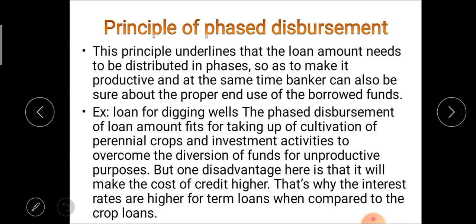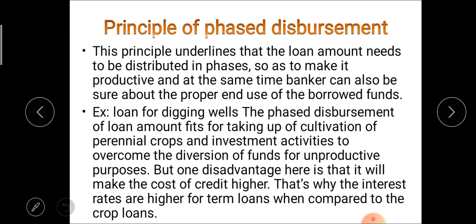After that, the fourth principle, the principle of phased disbursement. Phased disbursement is nothing but the distribution of a loan according to different stages of requirement. In the case of a long term loan, phased disbursement is most important. In the case of a crop loan, there is no such phased disbursement. This principle underlines that the loan amount needs to be distributed in phases so as to make productive use, and at the same time the banker can be sure about the proper end use of the borrower's funds.